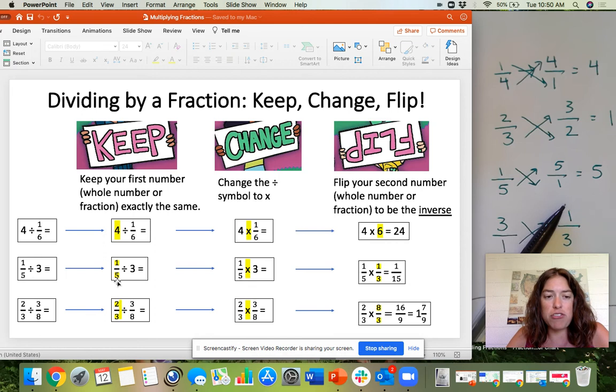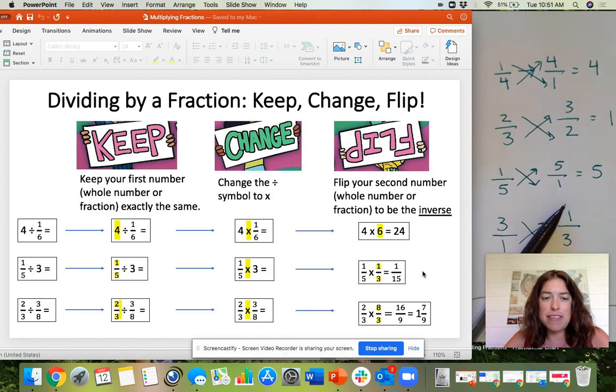So I'm going to keep my first number the same, so I don't touch my 1/5. It stays exactly the same. Then I change my division into multiplication, and then I flip my second number, which is a 3. Even though it's a whole number, I still have to flip it over and get that inverse. I know 3 is the same as 3/1. If I flip that over, I get 1/3. Now I can multiply, 1/5 times 1/3. I'm so good at this. I know that this is 1/15.